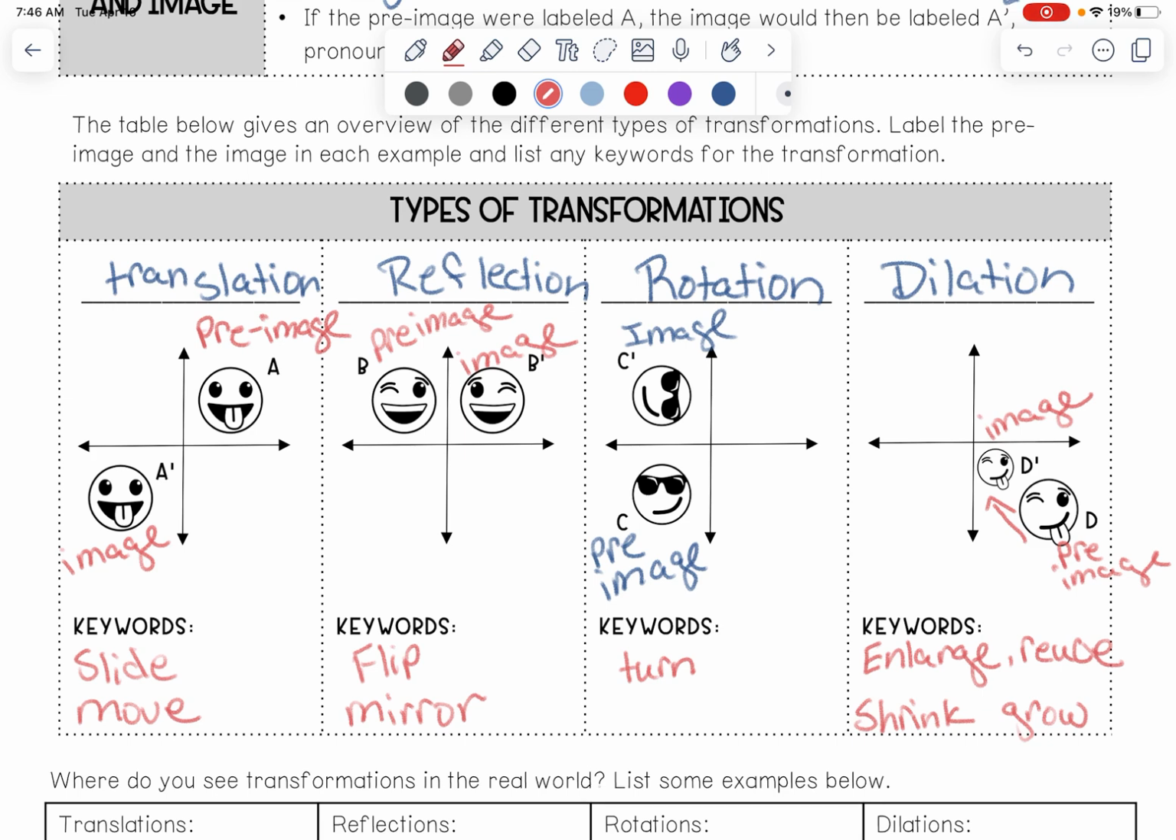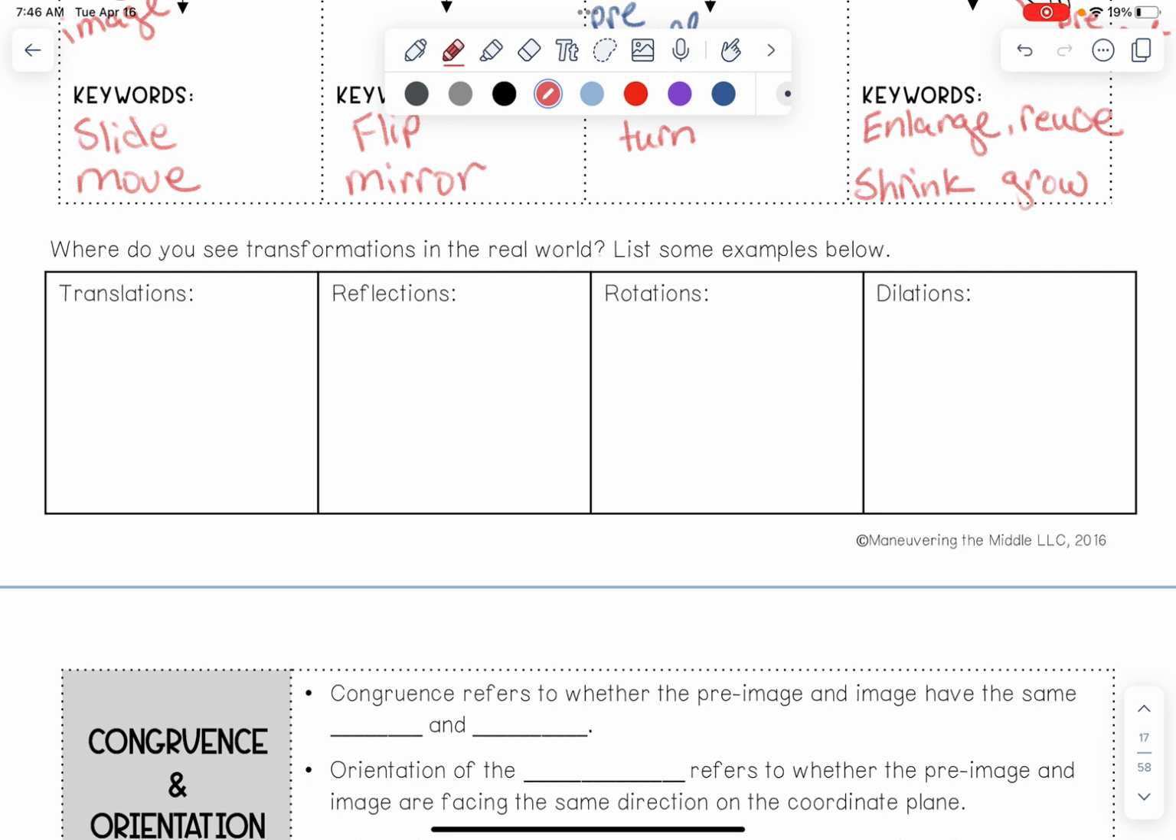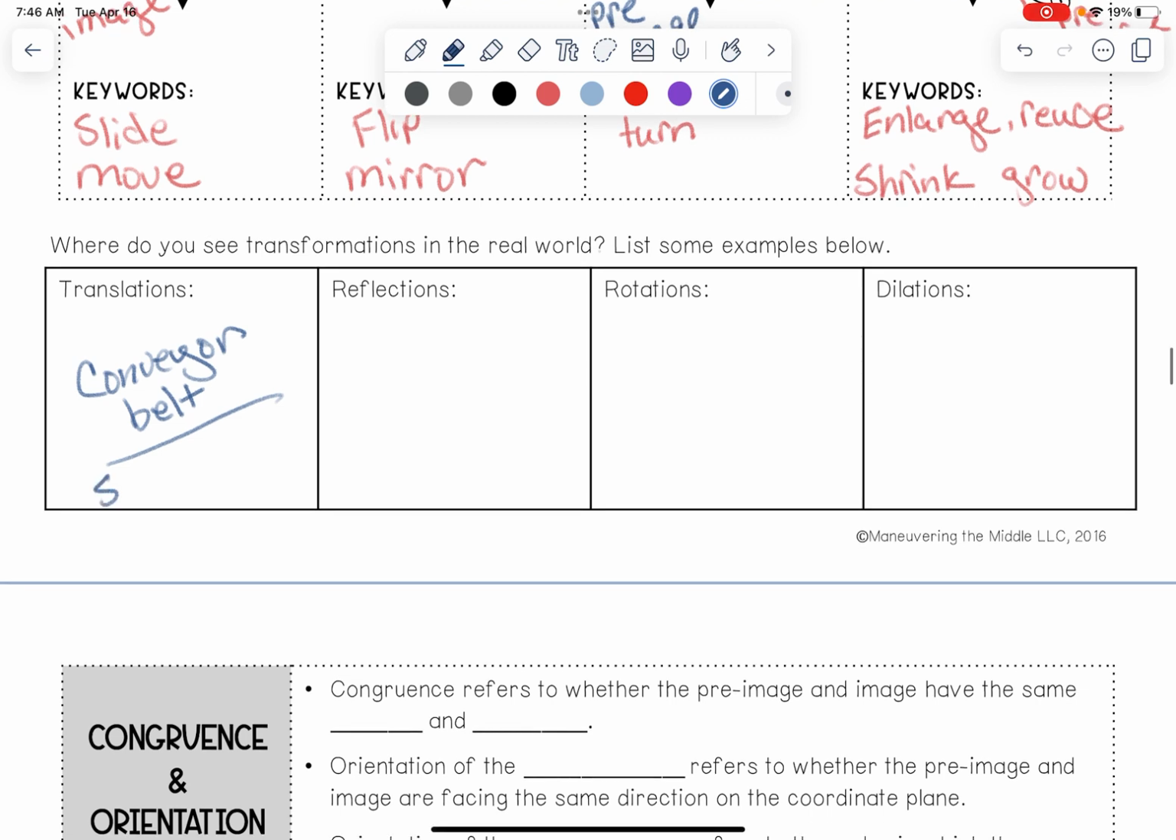So places that we see transformations in the real world. Translations would be something like a conveyor belt, or the most common place where you're probably going to see it is if you're coding in Scratch, when you're moving your items around your game screen. For reflections, you could think about looking in a mirror. Rotations would be a wheel. Dilations, like your eye pupil at the doctor.